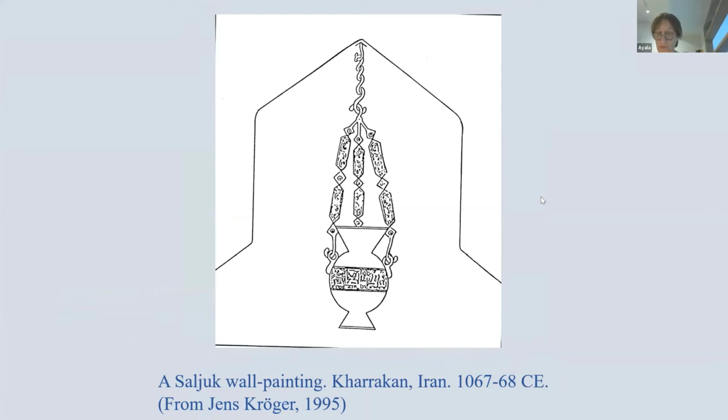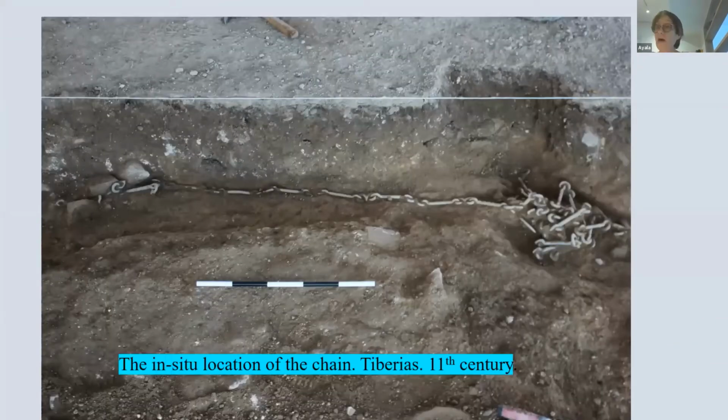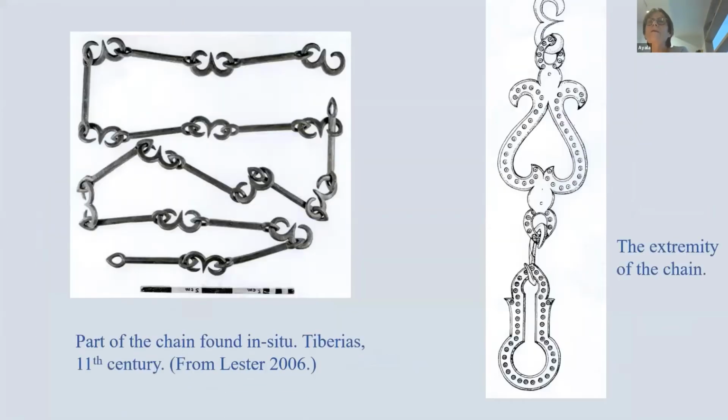Lamps of this type were in use in Palestine during the 10th and 11th centuries. Fragments of large handles found at Beit She'an, dated to the Abbasid and Fatimid period, were found also at Tiberias, dated to the 10th century. Further evidence relates to metal chains from which these lamps were hung.